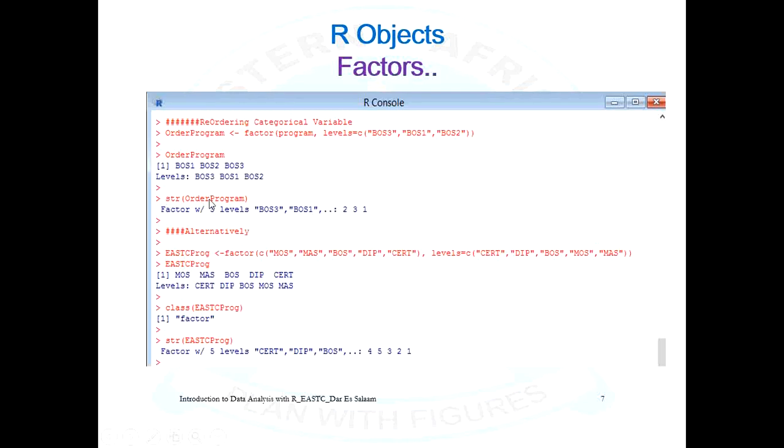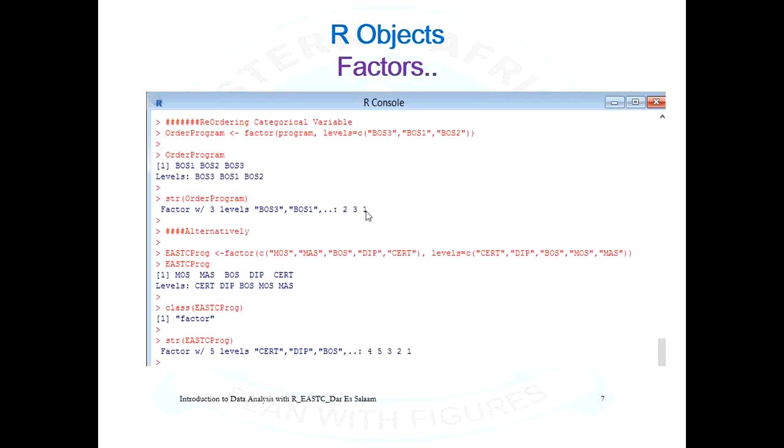Now if you use the structure command, you see a factor with 3 levels, and it is 2, 3, 1, meaning box 1 is this number 2, box 2 is this one number 3, and box 3 is this one number 1. Okay, that is one thing.